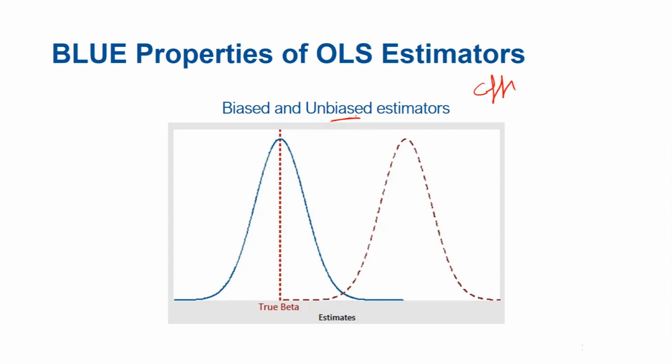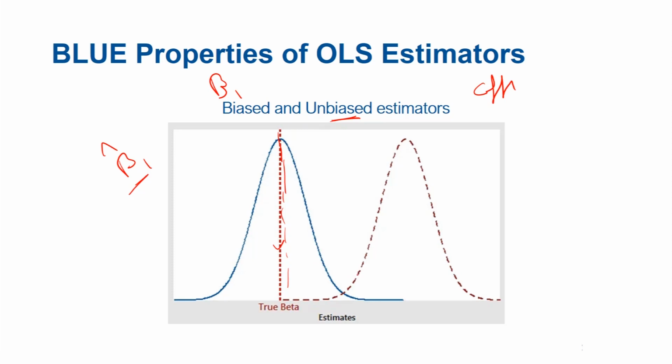Let us start with the unbiased estimators. Any estimator that has its expected value the same as the true population parameter. For example, if we are trying to estimate beta 1 using some estimator beta 1 hat, like the OLS estimator, and if in large repeated samples the expected value of beta 1 hat is the same as the true population value, then it is called an unbiased estimator.